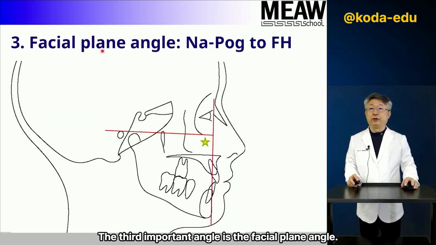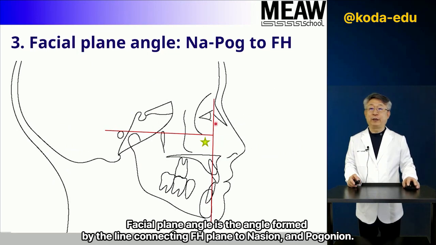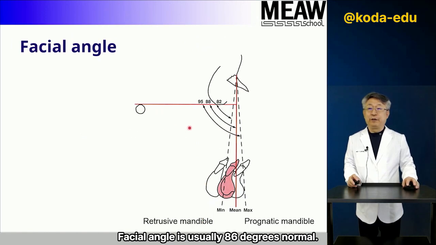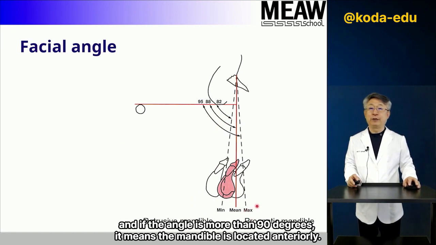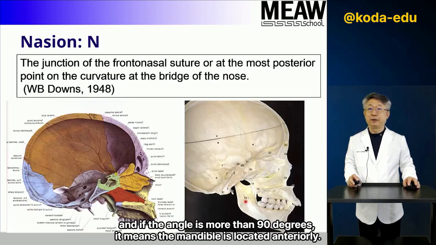The third important angle is the facial plane angle. Facial plane angle is the angle formed by the FH plane and the line connecting nasion and pogonion. Facial angle is usually 86 degrees normal. If the angle is less than 82 degrees, it means the mandible is located posteriorly. And if the angle is more than 90 degrees, it means the mandible is located anteriorly.